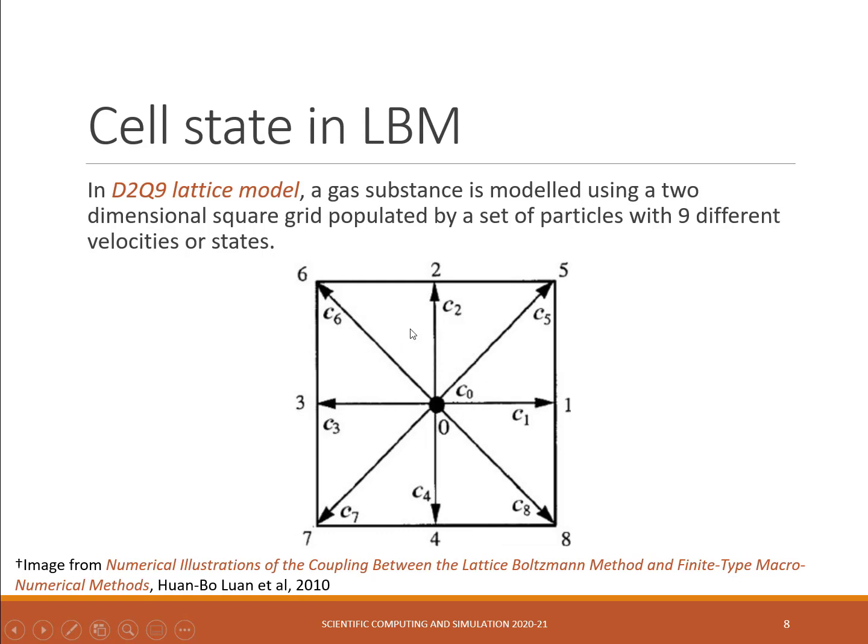As shown here, C0 represents a particle with 0 velocity. C1 a particle or a vector moving from the left to the right, and so on. This lattice is named D2Q9 velocity state because of using a two-dimensional grid with 9 states.